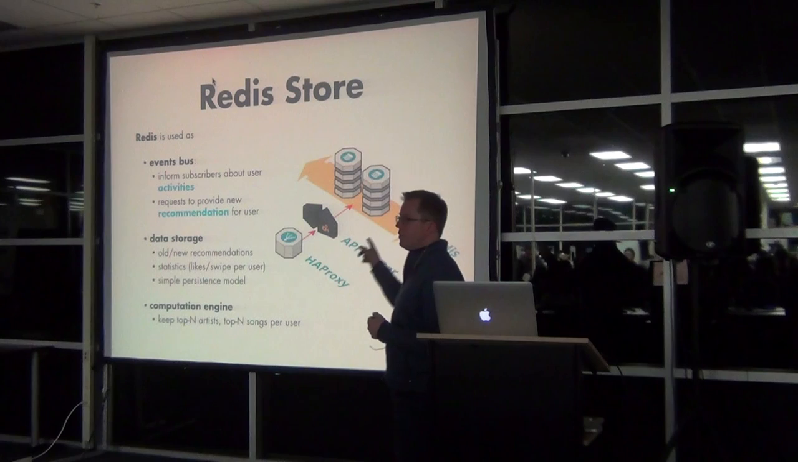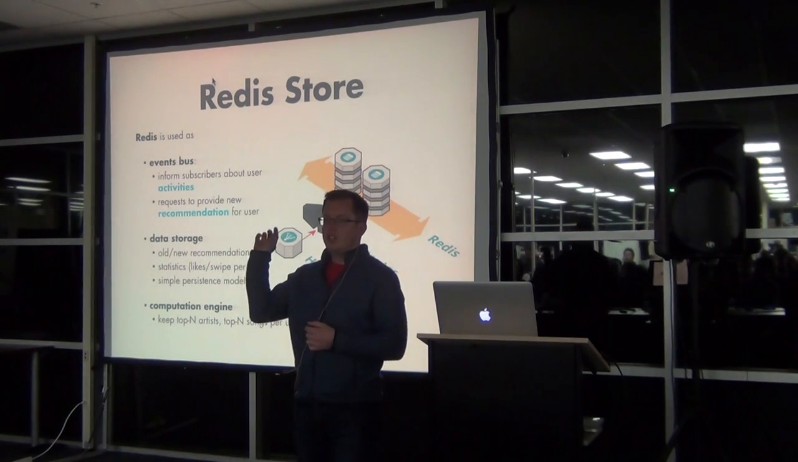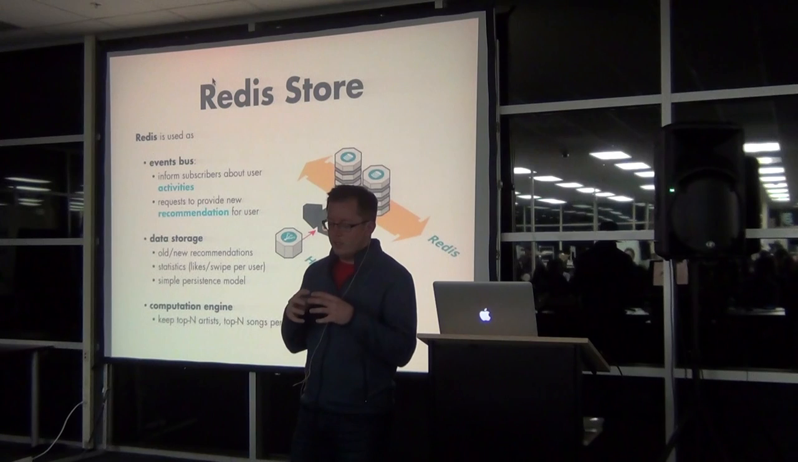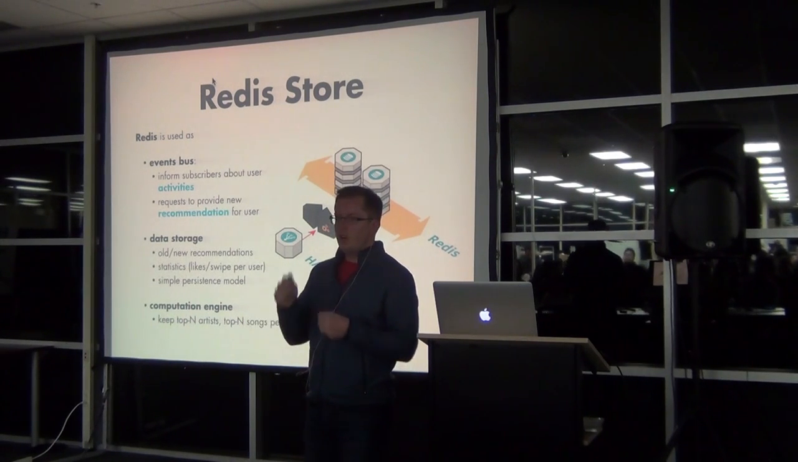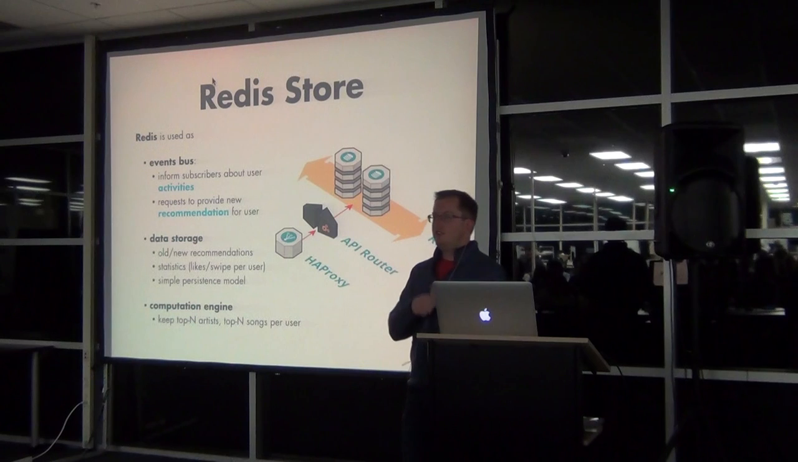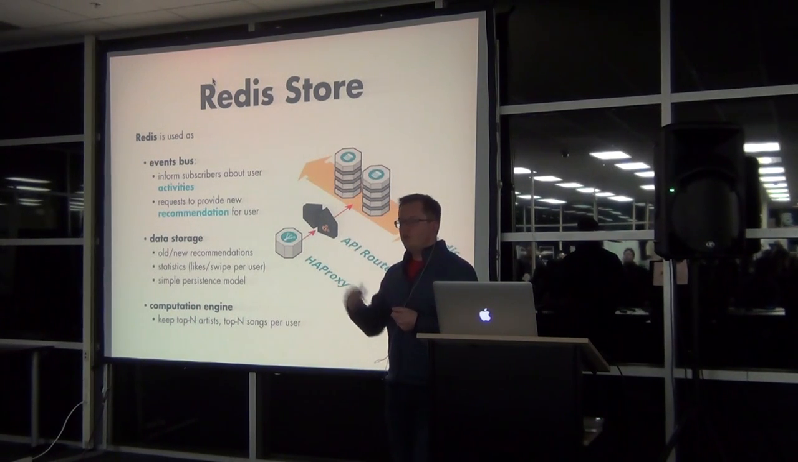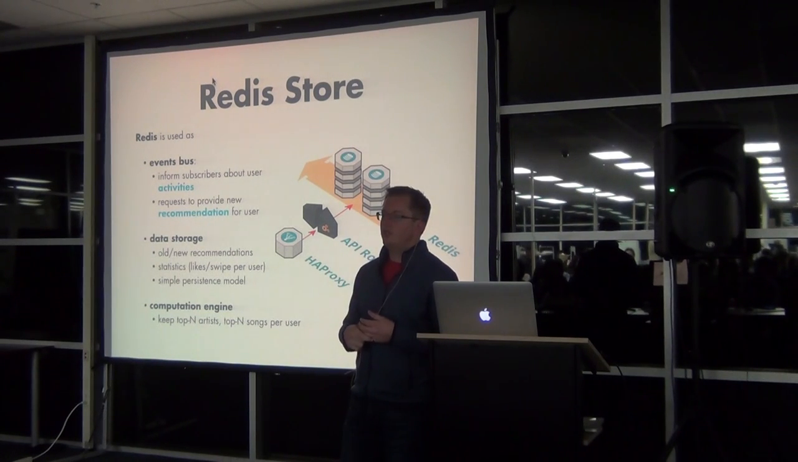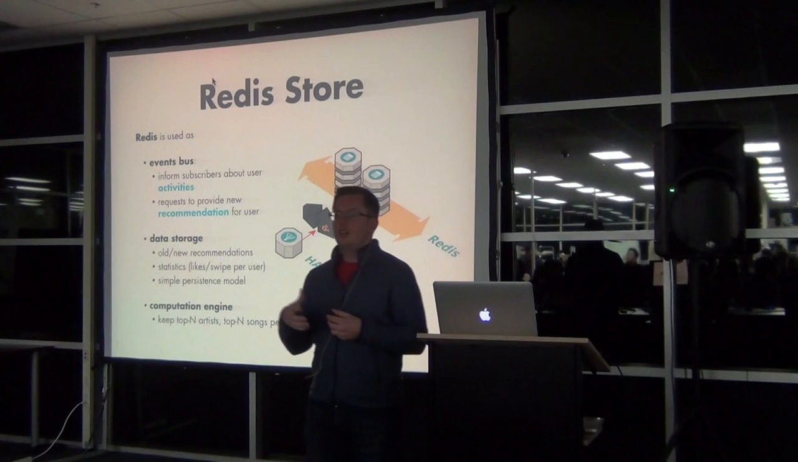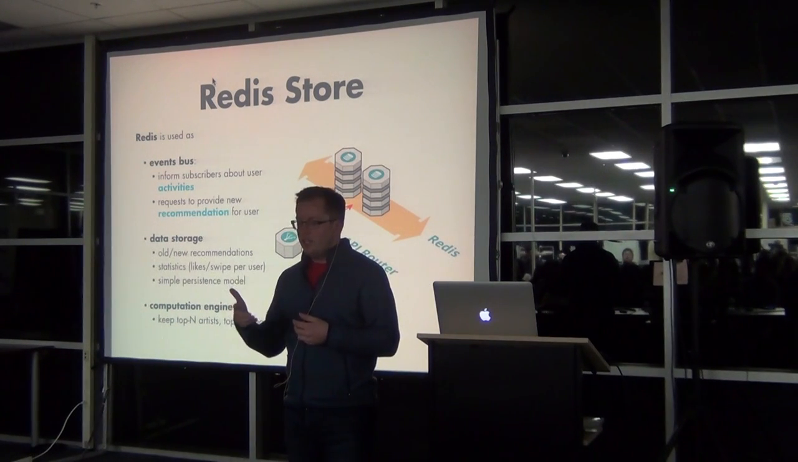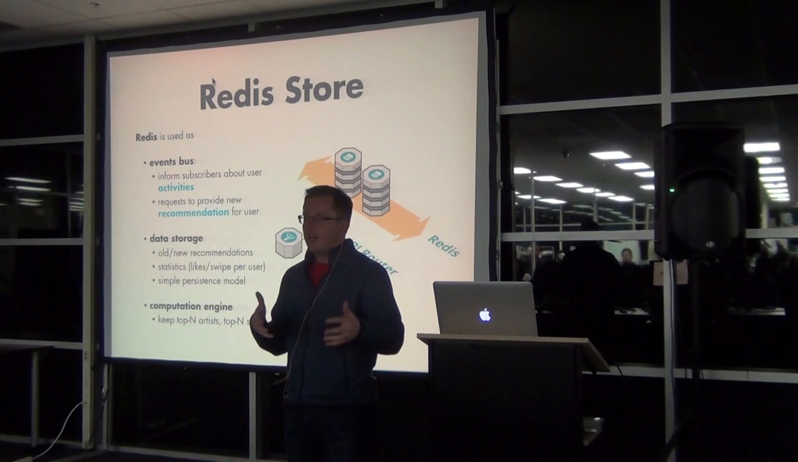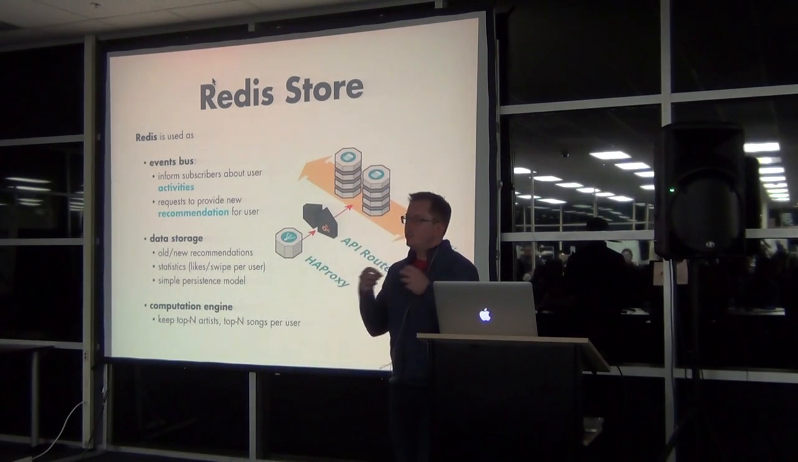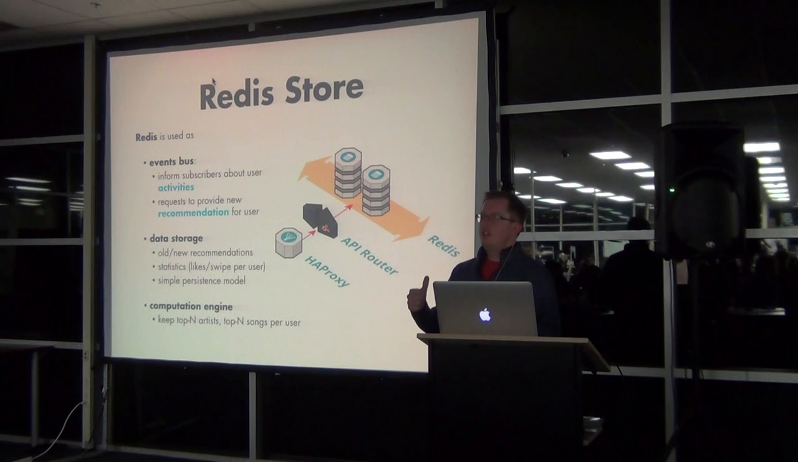Then we also used Redis as data storage. We store the history for each user there, how many clicks, how many likes, dislikes, and we also use Redis to help us manage the statistics. So for each user, we manage the list of top 10 likes, top 10 swipes, and top 10 artists, a lot of really small statistics which help the machine learning backend to figure out the right recommendation.